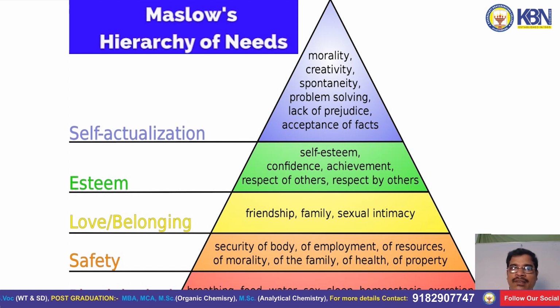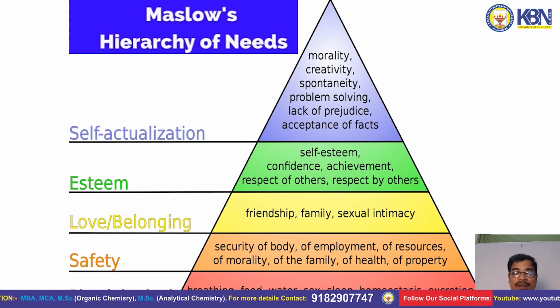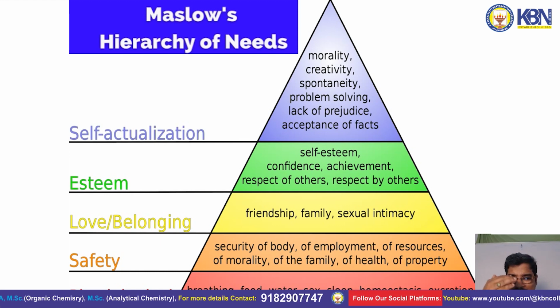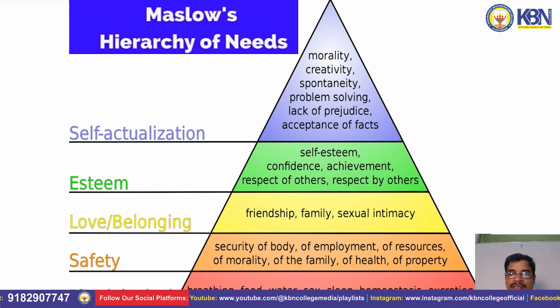So in this Maslow's need hierarchy theory, Abraham Maslow has segregated all these 5 levels of needs in a chronological order, starting with physiological, safety, social needs, esteem needs, and self-actualization needs. These are the 5 levels of needs where an individual wants to satisfy himself.